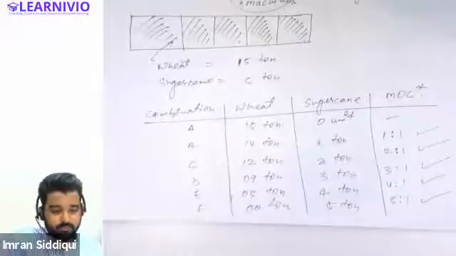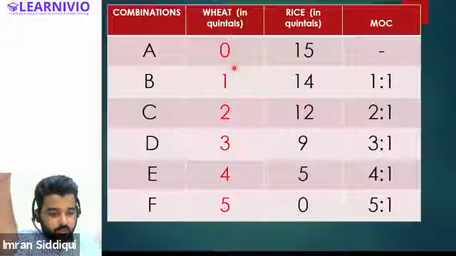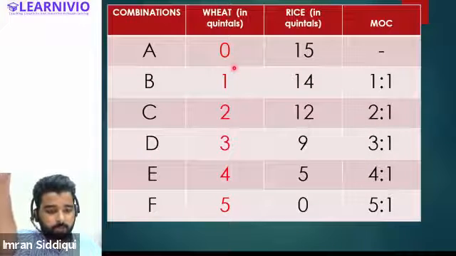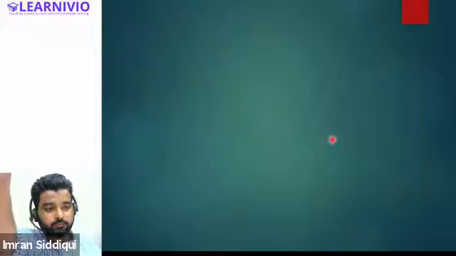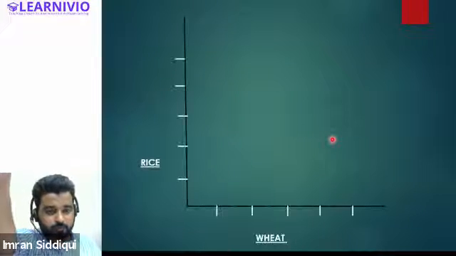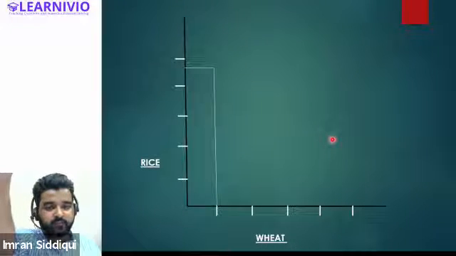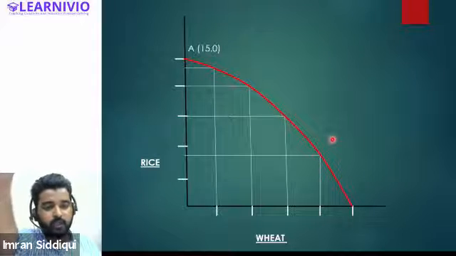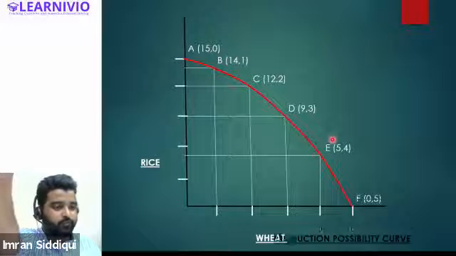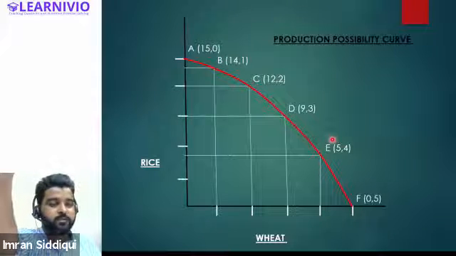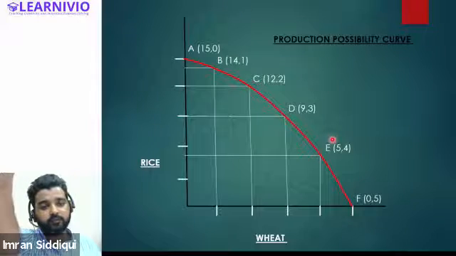So let's proceed with the slide. On the basis of this table, we can draw this diagram of the production possibility curve. We have taken the A combination, B combination, C combination, D combination, and E combination, and connected all these combinations through a line which forms a concave-shaped curve. This is basically called the production possibility curve.